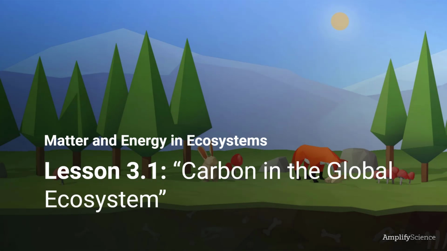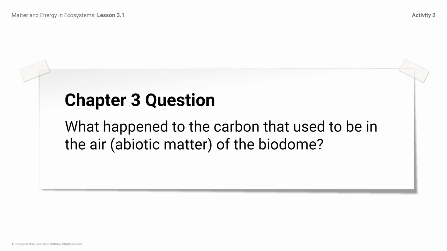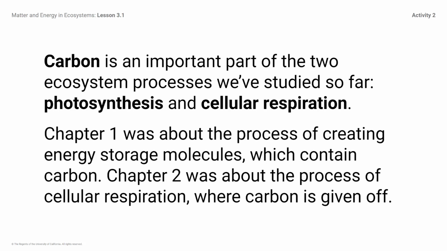Matter and Energy in Ecosystems, Lesson 3.1, Carbon in the Global Ecosystem. Activity 2, Focusing on Carbon. Chapter 3 question: what happened to the carbon that used to be in the air, or abiotic matter, of the biodome? Carbon is an important part of the two ecosystem processes we've studied so far, photosynthesis and cellular respiration.